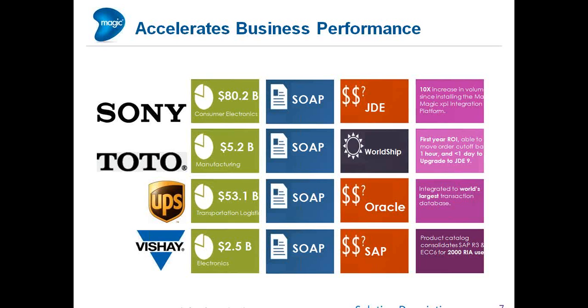UPS, which is integrated to the world's largest transaction database, and Vishay, which has a product catalog that consolidates SAP R3, SAP R3 ECC6 for 2,000 rich internet application users around the world. And so these are companies that are accelerating business performance by utilizing Magic technology.